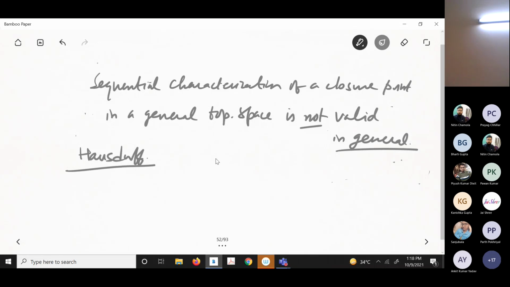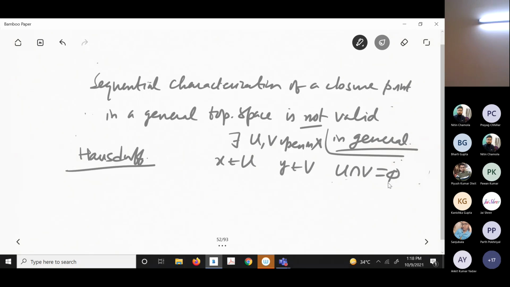That means here basically you get two neighborhoods. There exist U, V open in X such that they are disjoint. Now look, Xn goes to X, that means U will contain eventually all Xn. Similarly, Xn goes to Y, that means eventually V will contain all Xn. But that is not possible because they are disjoint. So in a Hausdorff space, the limit of a convergent sequence is unique. But if it is not Hausdorff, it need not be unique.